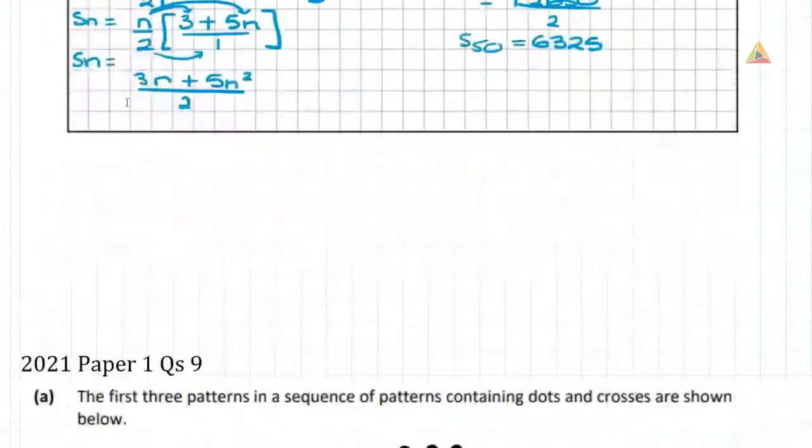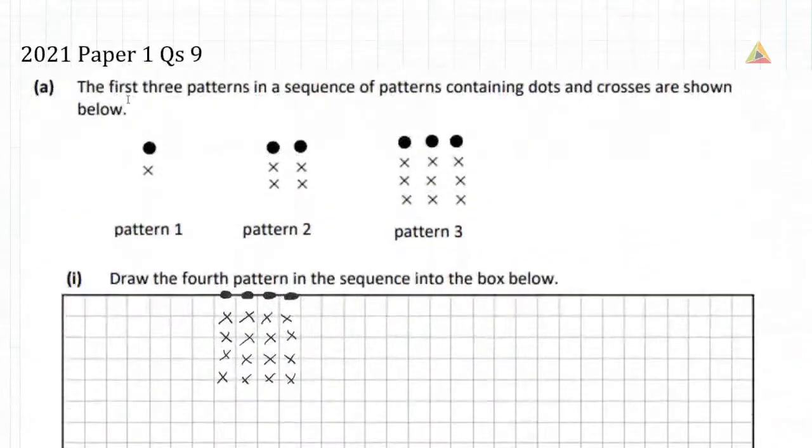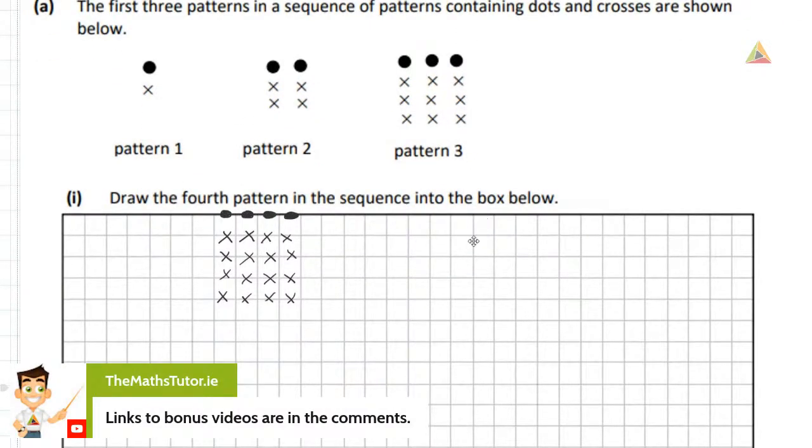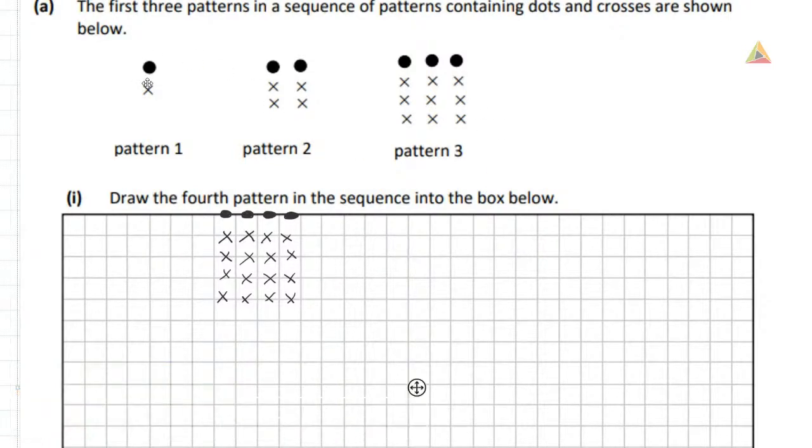The second question that we're going to look at, this time they're going to give me a pattern. So it says the first three patterns in a sequence of patterns containing dots and crosses are shown below. Draw the fourth pattern in the sequence in the box below. So I look at the pattern and I can see that we have one dot to start with. Then we have 2 dots, then we have 3 dots, and then we need to draw the next term. So I have it drawn out here, but just to show you where it comes from, we had 3 dots, now we're going to have 4 dots.